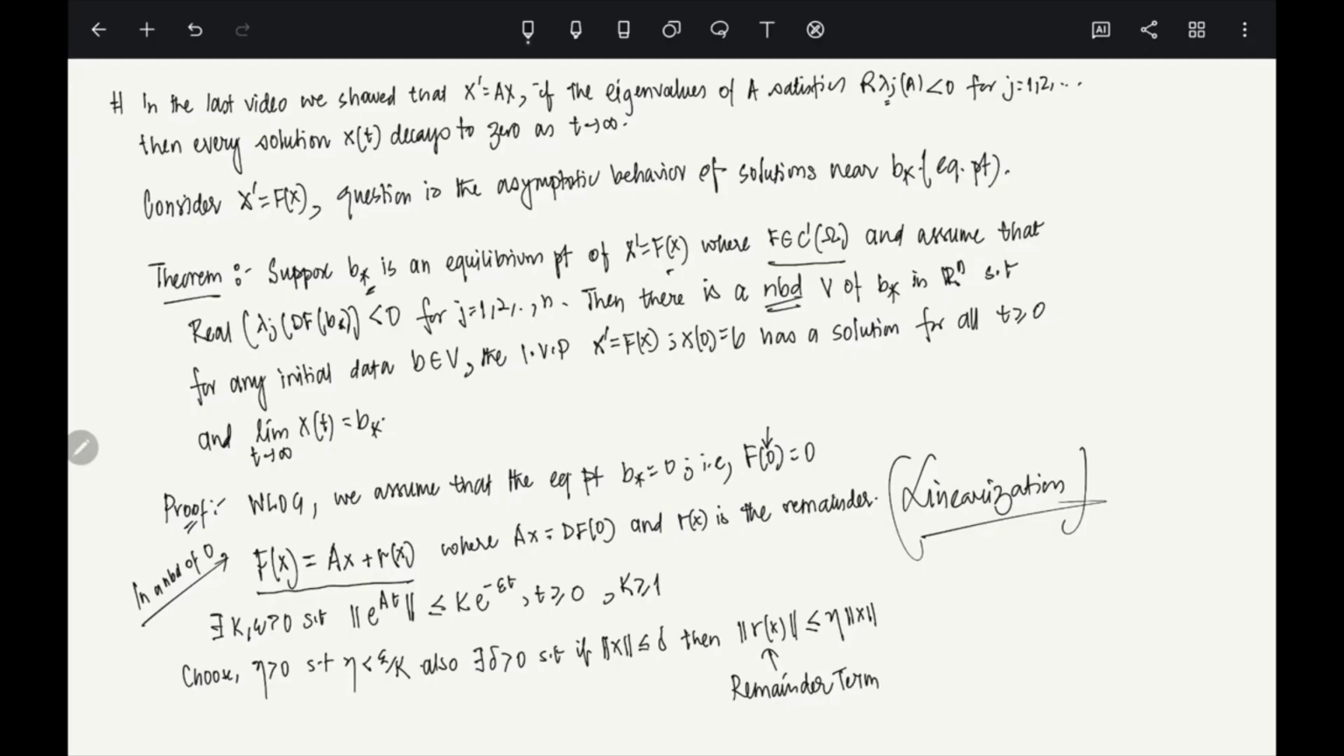Okay. Now the thing is this. See, what we are going to do is define a new set V. What is the definition here? This is the set of all those b in R^n such that |b| is less than delta by K. Okay. This is contained in the ball with center 0 and radius delta.